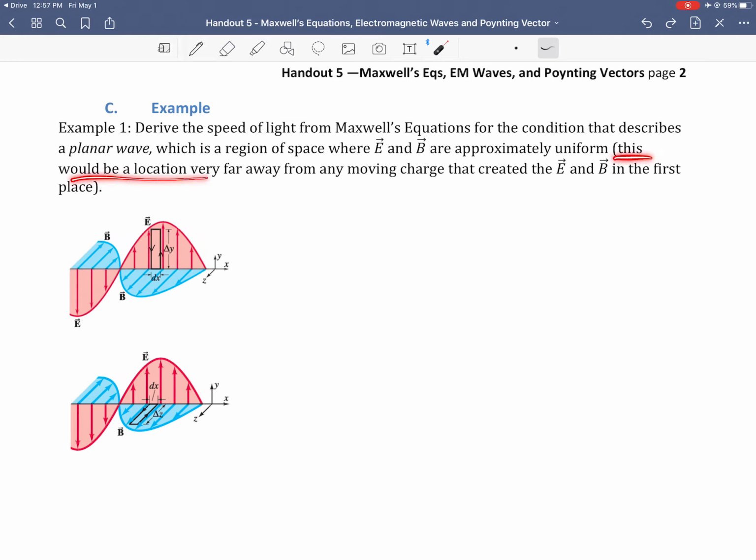Okay, and this would be a location very far away from any moving charge that created the electric and B fields in the first place. So we're not near any current. There had to be a current somewhere in order to create the EM wave, right? And specifically, it had to be a current that was either slowing down or speeding up, because you have to have an accelerating charge, not a constant velocity charge, to create a magnetic field, as we know, right? I hope. But we're so far away from it that those effects of change are gone, right?